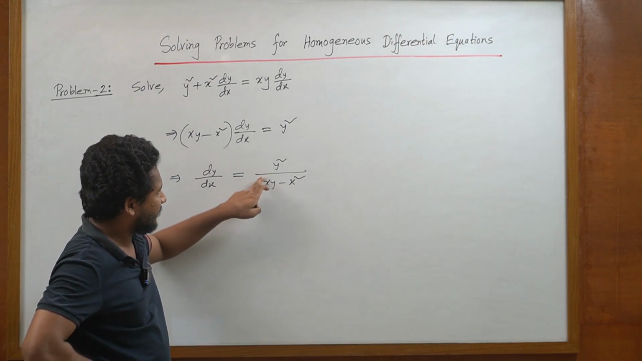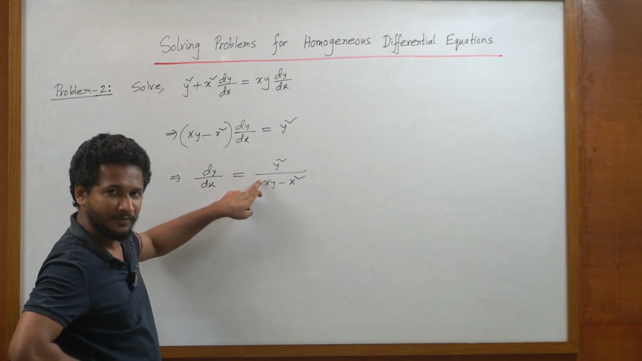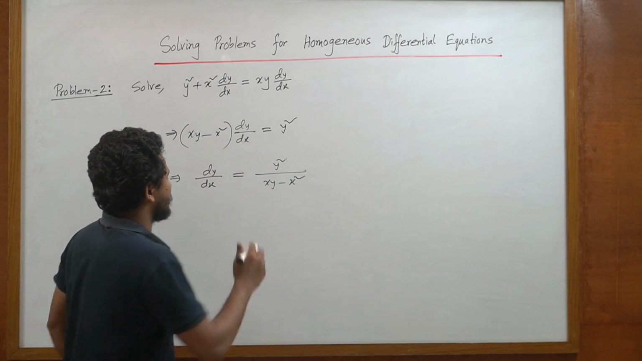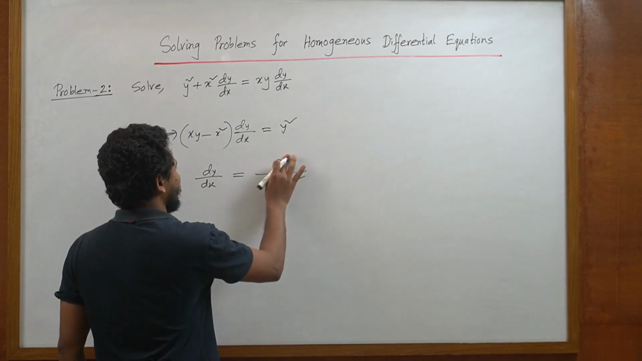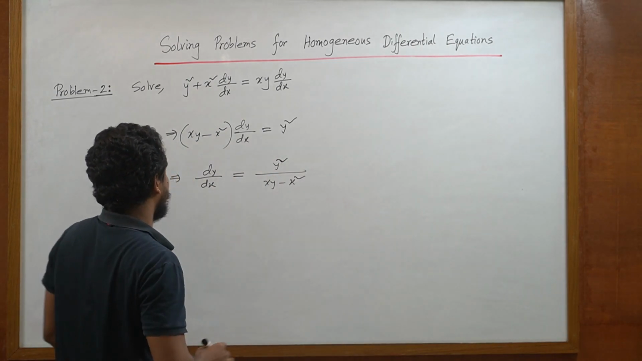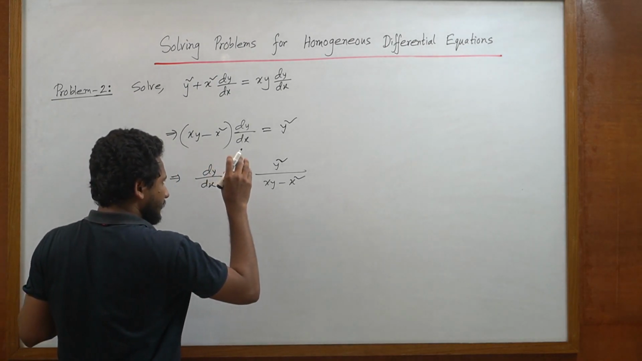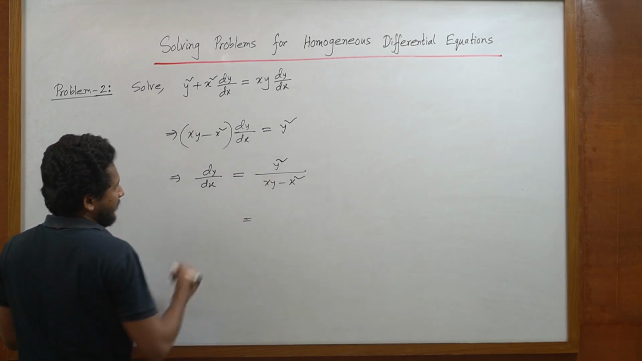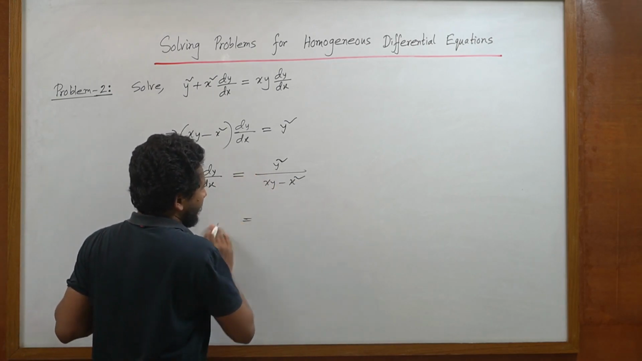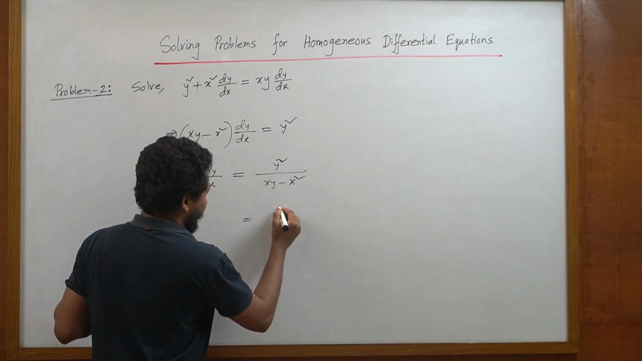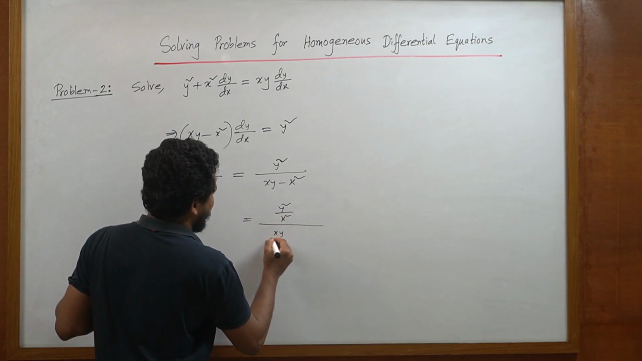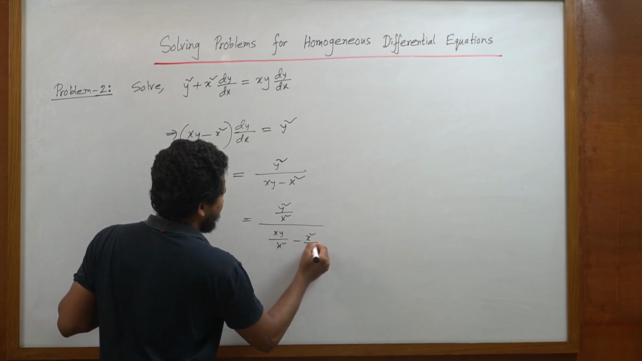So this is a homogeneous function, and it is also a homogeneous function. So we will put it in the form of a function of y by x. We will divide both numerator and denominator by x square. So y square by x square over xy by x square minus x square by x square.